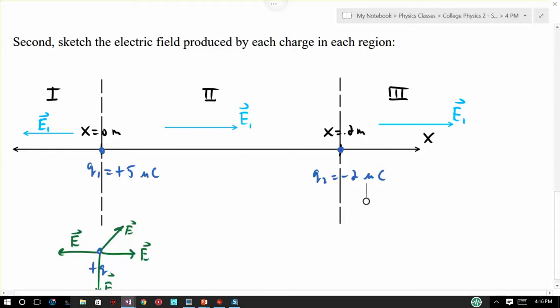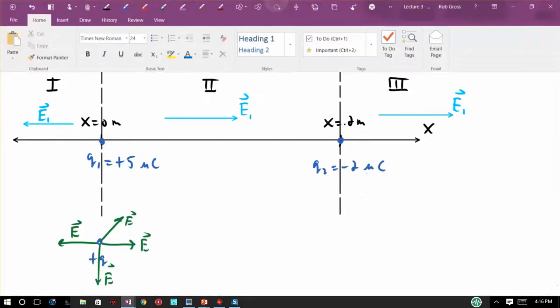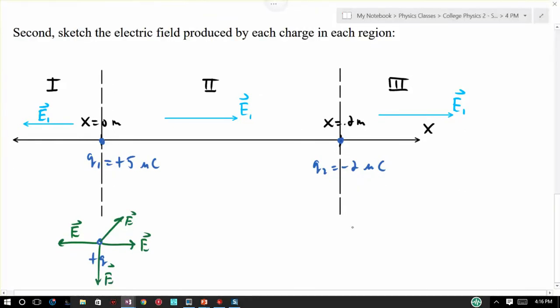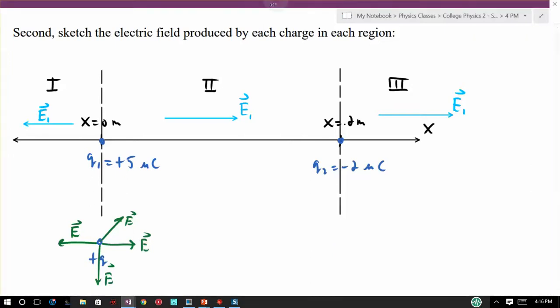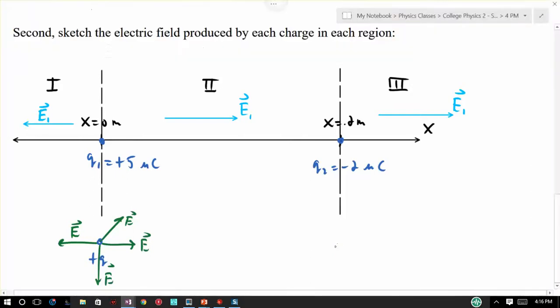So now we're going to do the same thing for charge 2. In other words, if charge 1 isn't there, and you're only looking at charge 2, how does the field look for charge 2? Is it positive or negative? Negative. So let's sketch, like we did for the positive charge, what the field looks like for a negative charge. I'm just going to draw a little negative charge here. How does the field look for a negative charge, do you think? It goes towards it, in all directions.